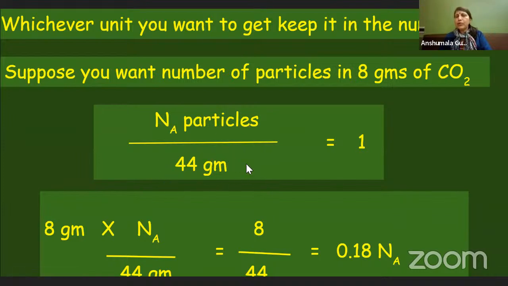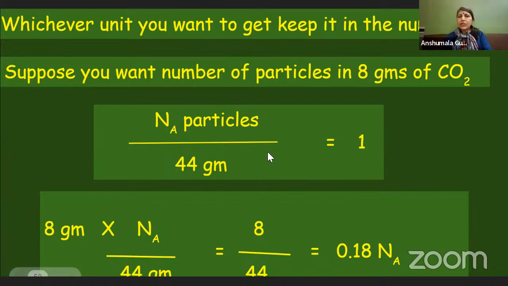So Na upon 44 grams equal to 1. So this is your conversion factor. And now you want to find in 8 grams. So simply multiply 8 grams with this conversion factor. So it becomes 8 upon 44, which is 0.18 times Na. You can take the actual value of Na, which is 6.02 into 10 power 23, and you get the final answer. You get how this works?